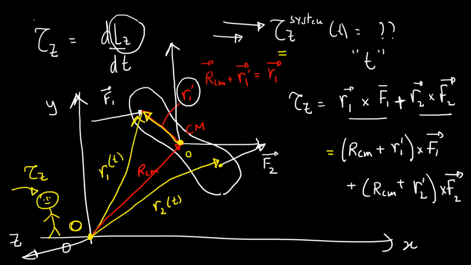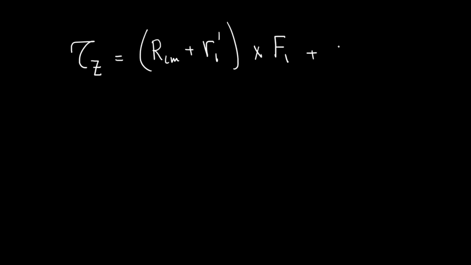Now I have to get on to the next page, but these are fairly easy expressions to remember, so I'm going to write it down neatly in the next page. Tau z is equal to, at that instant, rcm plus r1 dash. You must know what r1 dash is. Cross f1 plus rcm, the same rcm that appears in the first term, plus r2 dash. We all know what r2 dash is. Cross f2, and of course these are all vectors, okay, in the xy plane.